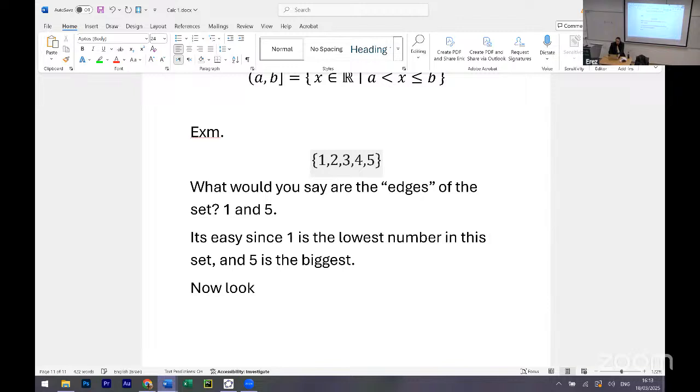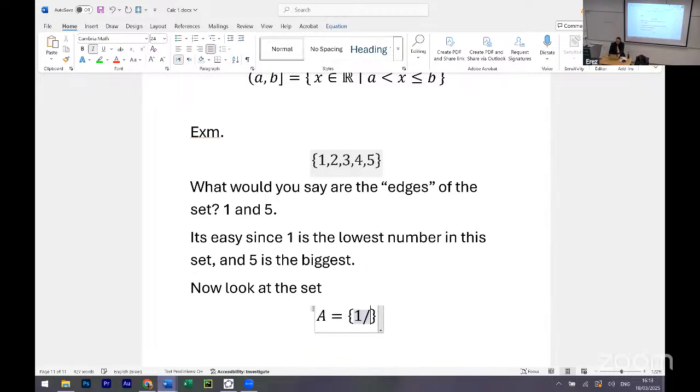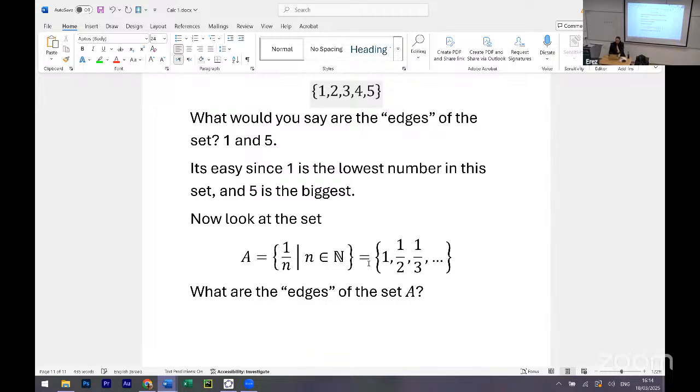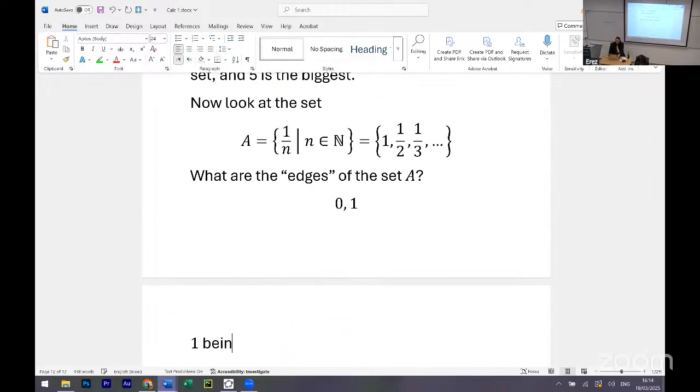Now look at the following set, and let's call it A, of all the 1 over n, the inverse of the natural numbers, such that n is a natural number. That means 1/2, 1/3, and so forth. What are the so-called edges of the set A? 1 and 0. So you would say 1 and 0, right? 0 and 1. 1 being the biggest, which will be called maximum, right?